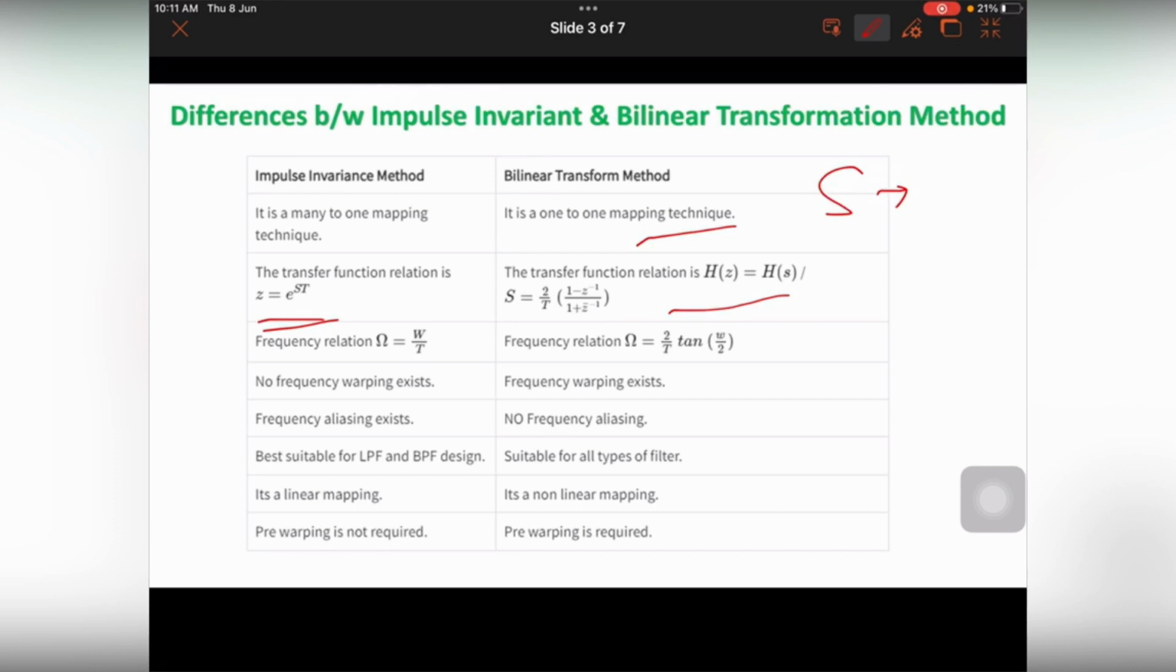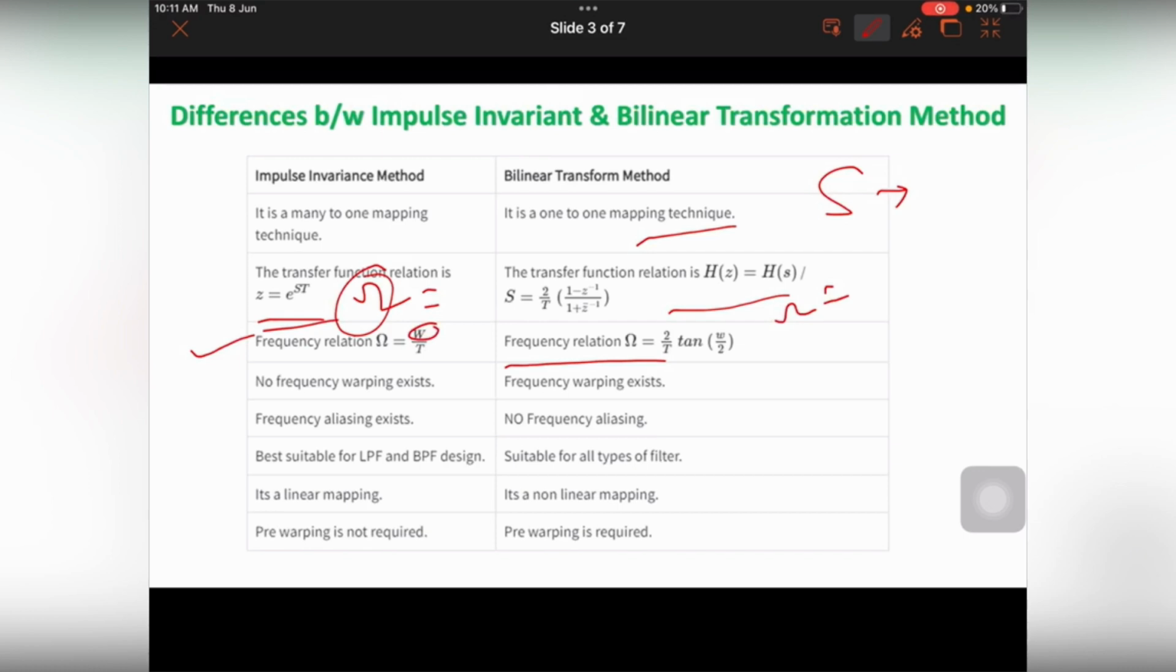and then the frequency relation, how the analog and digital frequencies are related. In impulse invariant transformation, omega is the analog frequency and W is the digital frequency, and the relationship is omega is equal to W by time period T. Whereas in bilinear transformation, the relation between analog and digital frequency is omega is equal to 2 by T into tan of W by 2. This is also another major difference.